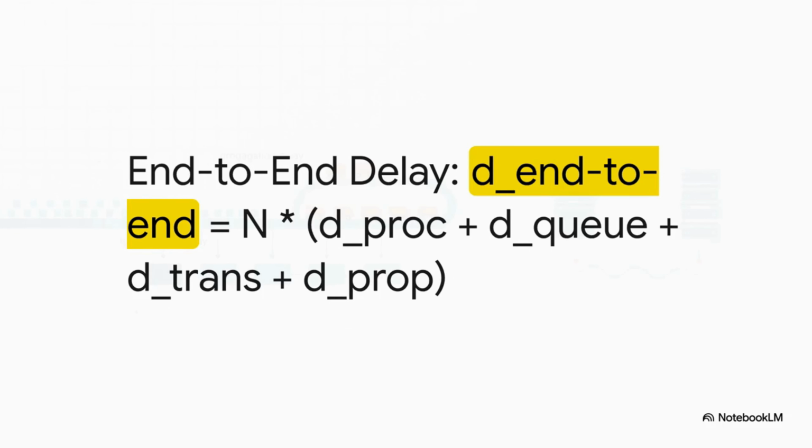Now that we've isolated a single hop between two routers, let's zoom out. In the real world, data travels across many routers. In a perfectly uncongested path, meaning we can just ignore queuing delays for a second, the total end-to-end delay is pretty simple. It just multiplies our base nodal delay formula across n, which is the total number of links between the source and the destination.